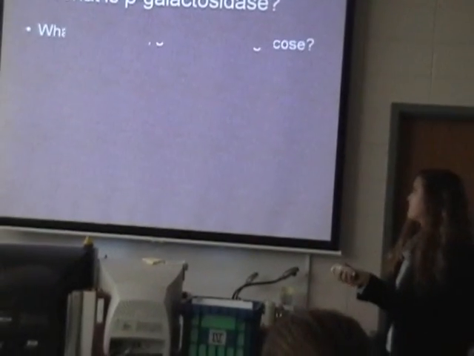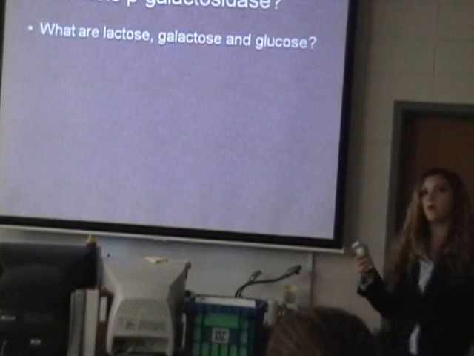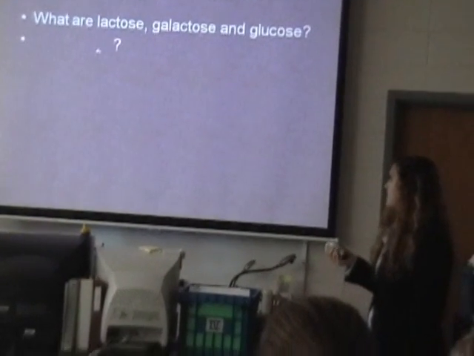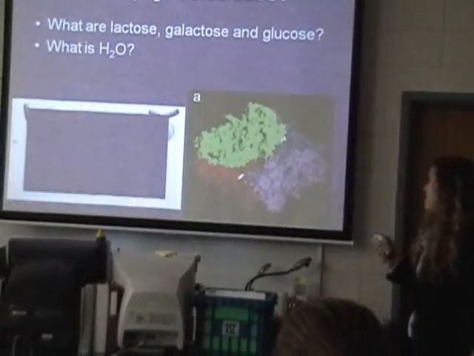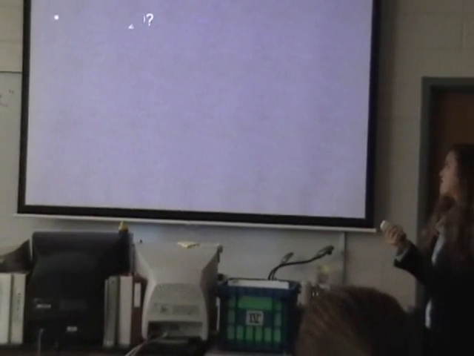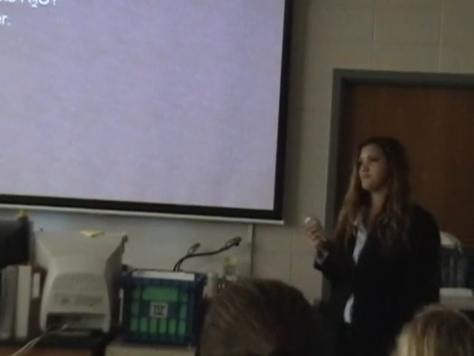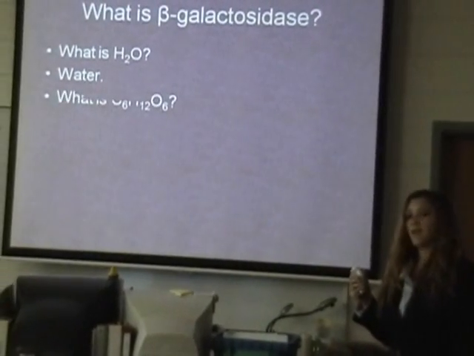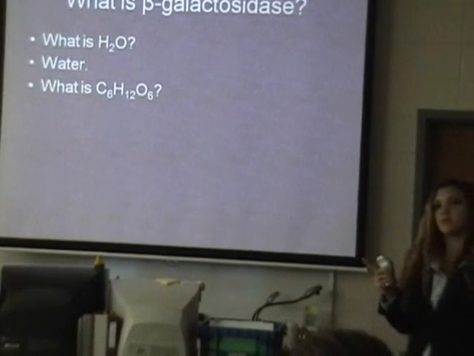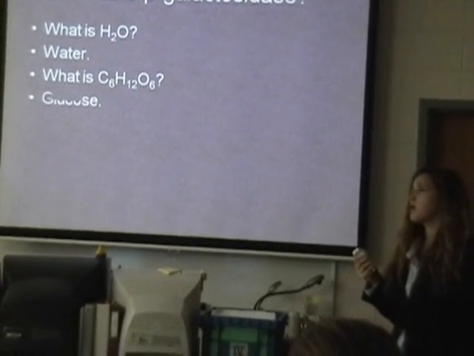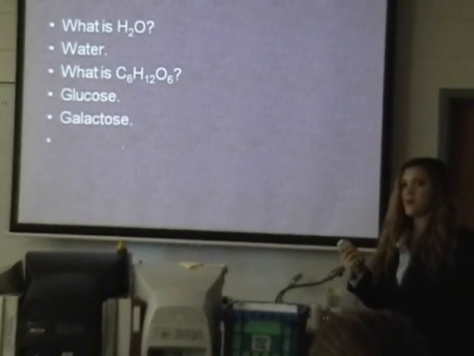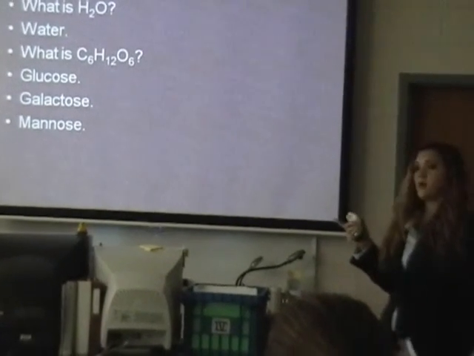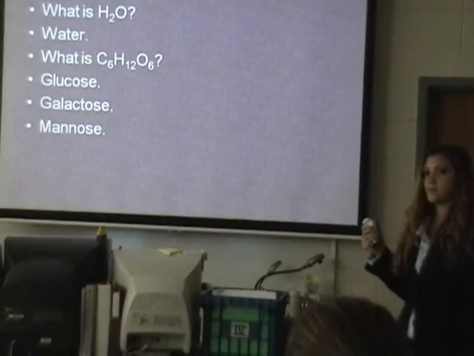What is beta-galactosidase? To help understand this more, what are lactose, galactose, and glucose? To answer that question, I'll answer the simpler question of what is H2O. When you ask this, you'd probably say water, and you'd be correct. Another question: what is C6H12O6? You'd probably say glucose. You might even say galactose, and you'd be right. You could even say mannose, and you'd be right too. These three molecules have the same chemical formula, and this is called an isomer.